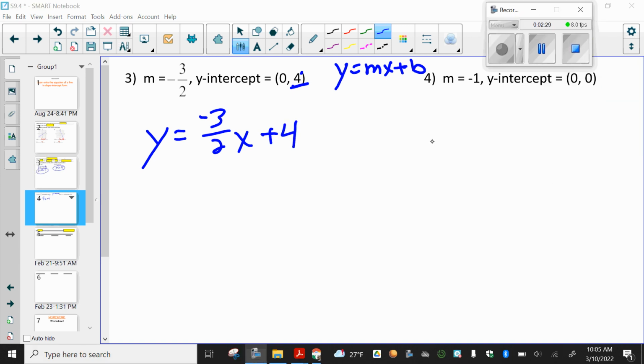And then same thing again. Y equals, we could write -1x, but we don't need the 1, so we're just going to write -x. And then we could write plus 0, but again, we don't need to. We just know that with this information, our slope-intercept form is y equals -x.